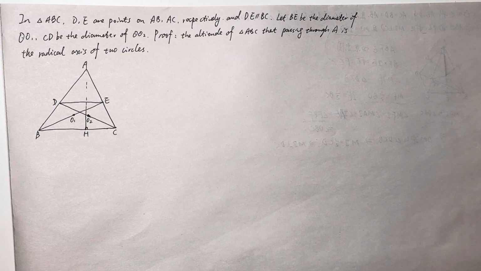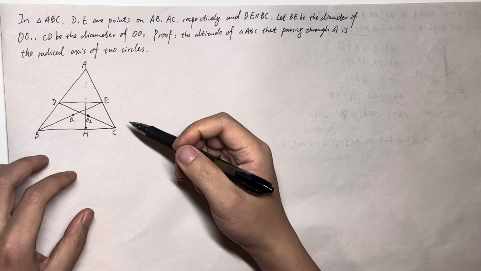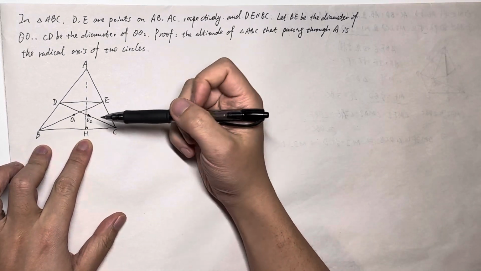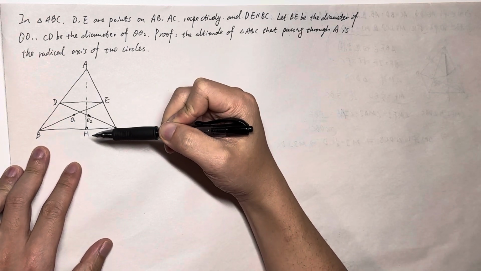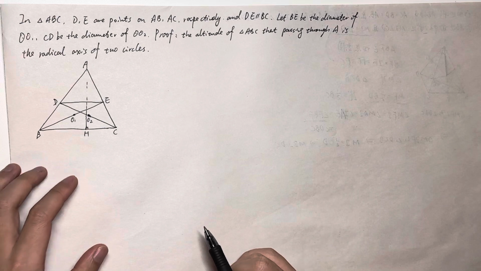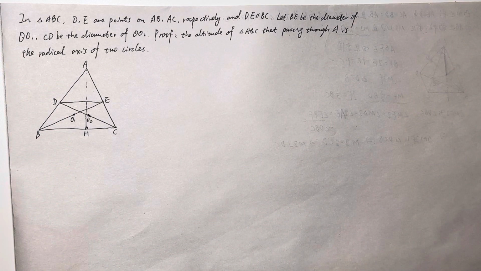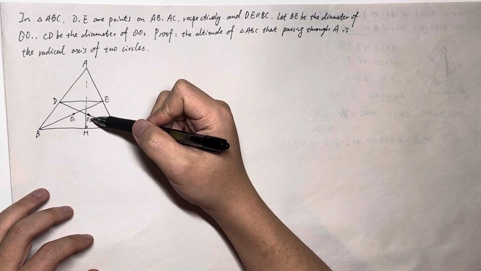This is a very interesting problem because it requires us to relate the altitude to the radical axis. It looks like two different kinds of things. So I think the breakthrough point of this problem is that we need to understand where circle O1 and circle O2 are. How can we get circle O1 and circle O2, right?